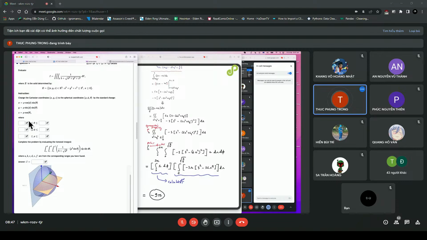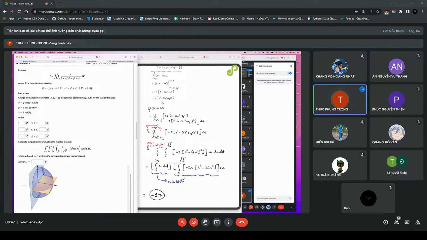Having a picture like this is very helpful to get the ranges we have for rho, phi, theta. So I see that in this question for the domain E, the range we have for theta should be from 0 to pi, because we have the region below and also above the plane. So theta can be anywhere between 0 and pi.